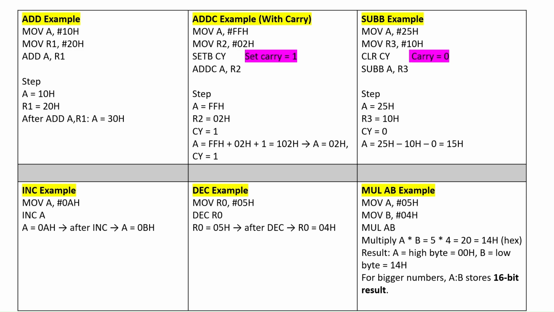The result is stored in A and B together. A stores the high byte. B stores the low byte. Result: A equals 00H. B equals 14H.